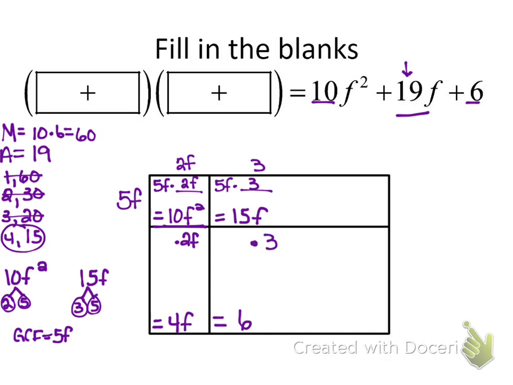So what information do I not have about the bottom row? Height. So now I've got to figure out the height. What times 2F equals 4F? 2. Now my height has to be the same for both rectangles. So does 2 times 3 equal 6? Yep. So that works. So my height is 2.